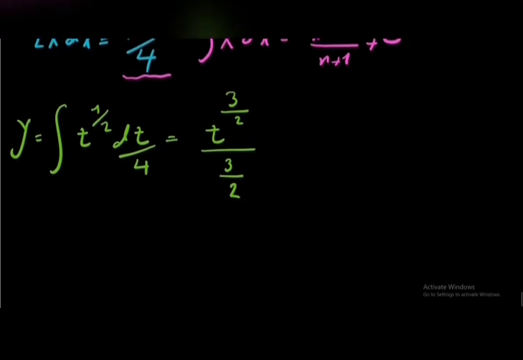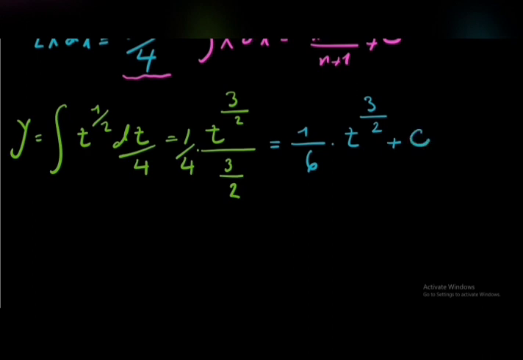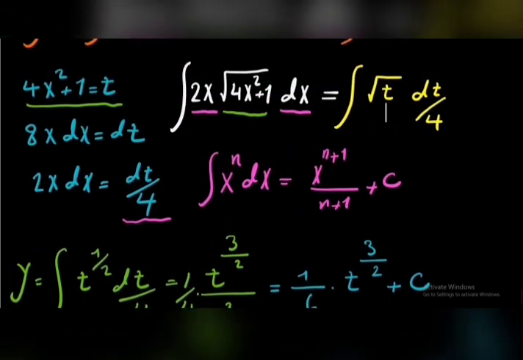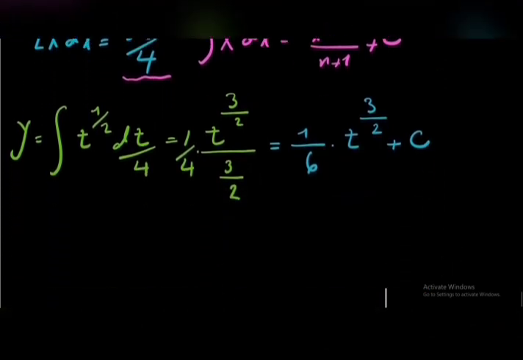So for the answer we have to add 1/4. Yes, that's it. And the answer will be equal to 1/6 times t to the power of 3/2 plus c. So what was t? T was equal to 4x squared plus 1.